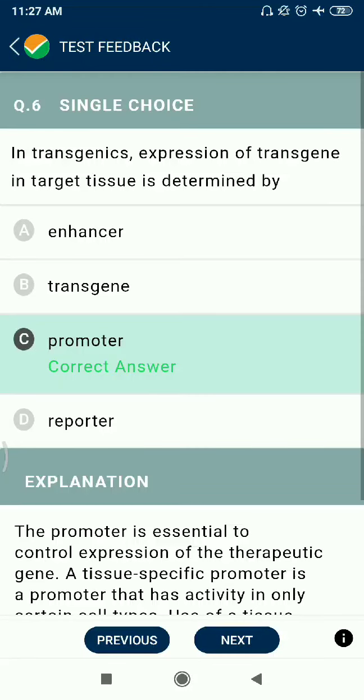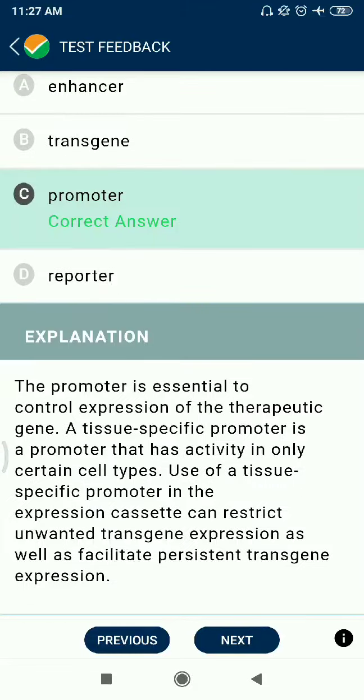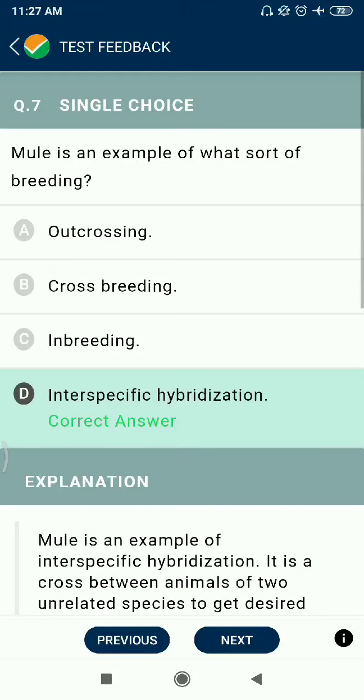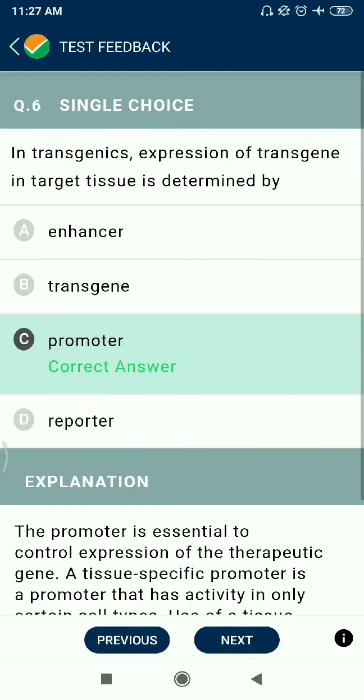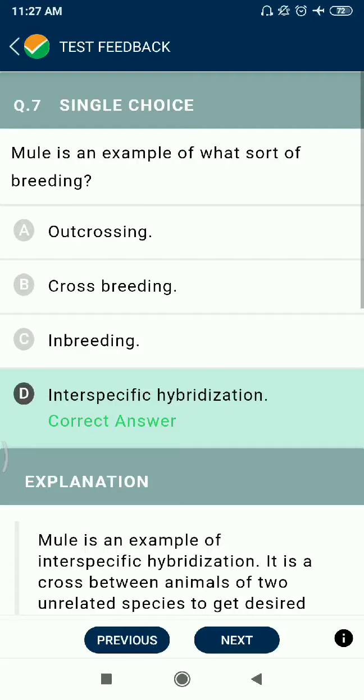Question number 6. In transgenics, expression of a transgene in target tissue is determined by the promoter. Okay, promoter. Question number 7. Mule is an example of interspecific hybridization.